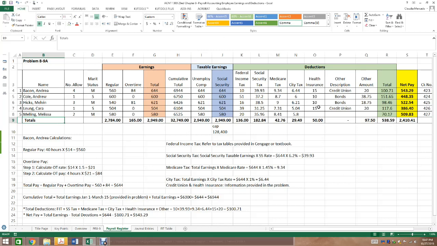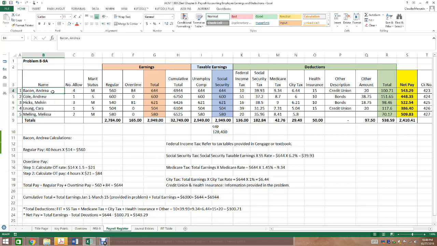So what you have here is a completed payroll register. These are my 5 employees, and this is how much they earned in regular and overtime pay. This is their total earnings. This is how much they've made thus far in the year. This is how much their taxable earnings are. Out of how much they earn, how much do we have to pay taxes on? And then we have all of our deductions here: federal income tax, Social Security tax, Medicare tax, city tax, and other. We calculate our total deductions, and then finally our net pay. This is the amount that you're going to take home.